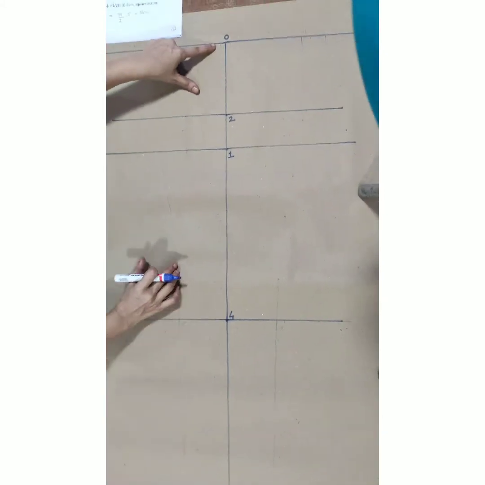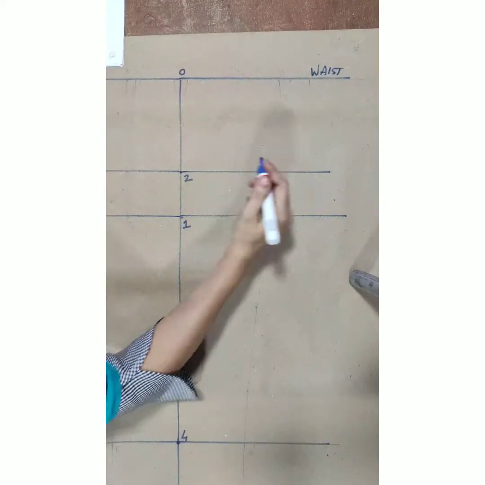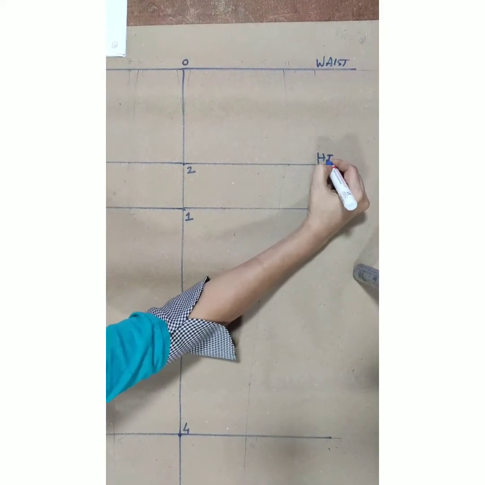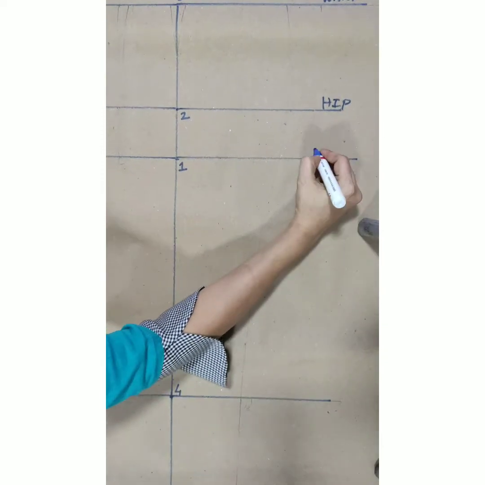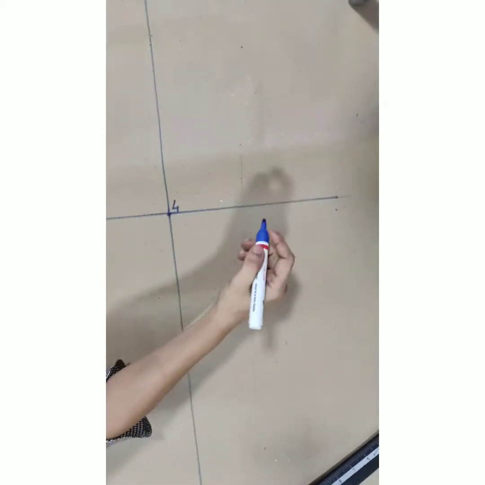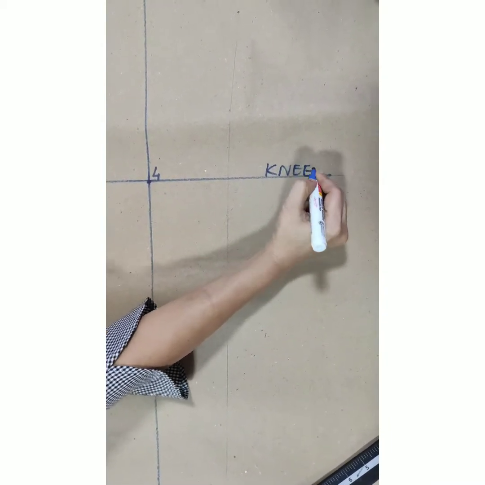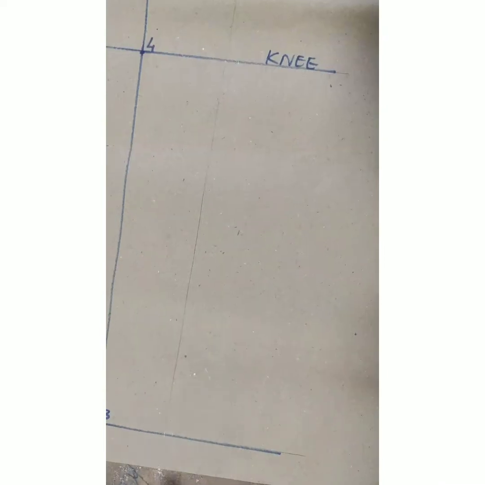Right, now 0 is the waist level, 2 is the hip level, 1 is the crotch level, 4 is the knee level, and 3 is the bottom level.